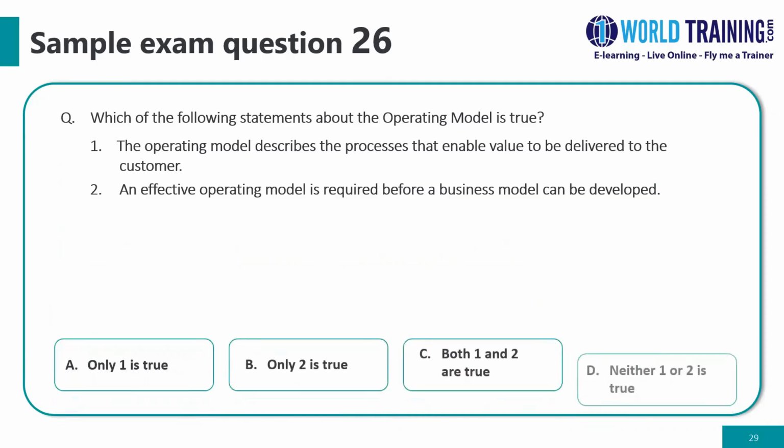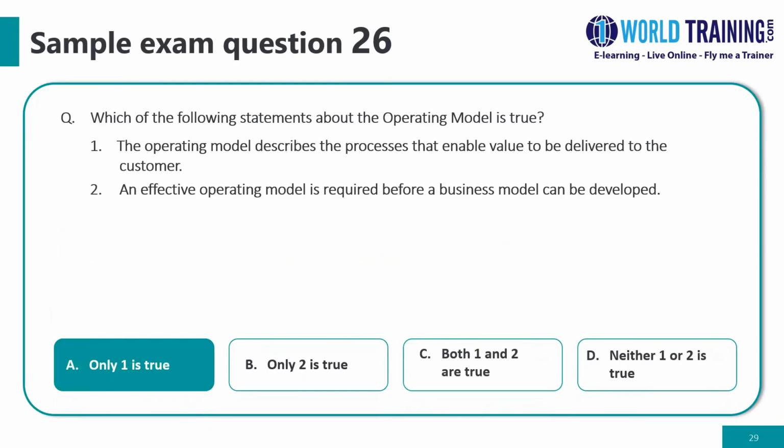Number 26, which of the following statements about the operating model is true? The correct answer is only one is true. The operating model describes the processes that enable value to be delivered to the customer. The second one is not a true statement.